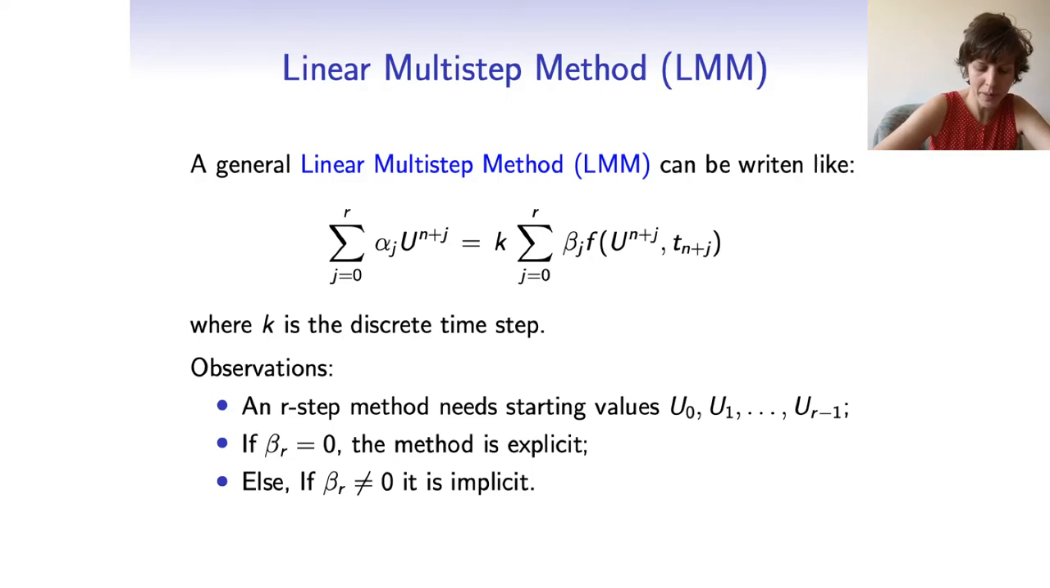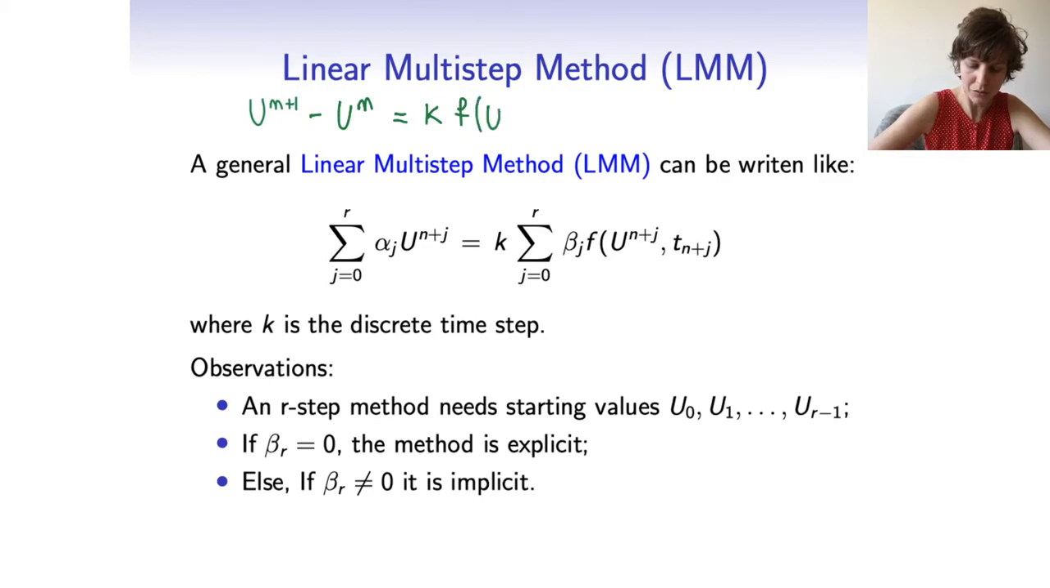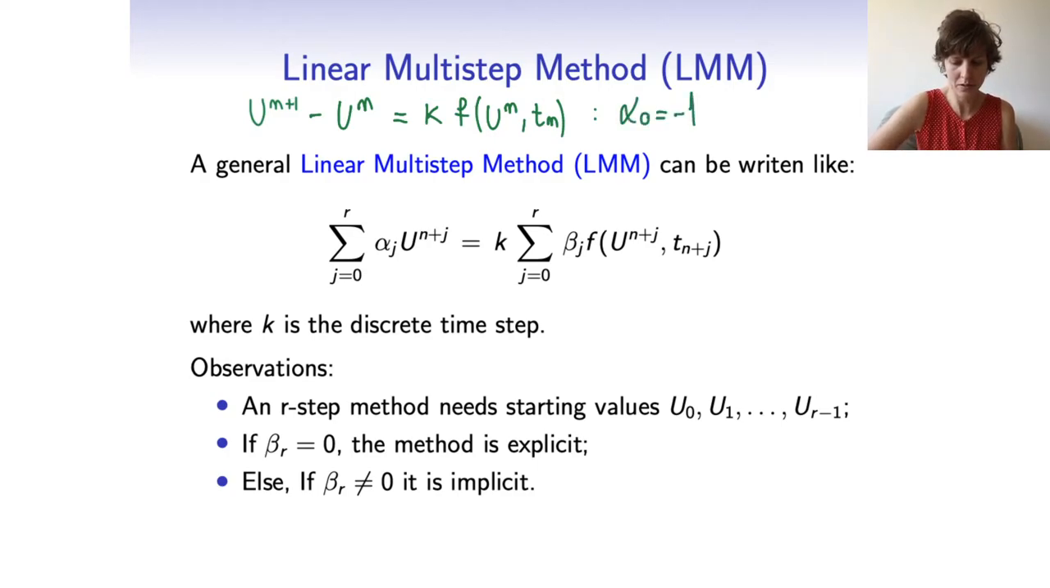If we write the Euler method, it could be a one-step method, right? Then we have that u n plus 1 minus un is equal to k times f of un, tn. So in this case, our alpha 0 is equal to minus 1, our alpha 1 equals 1, and our beta 0 equals 1. Okay?